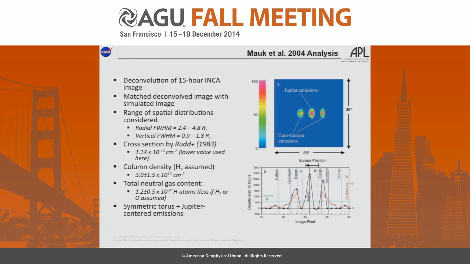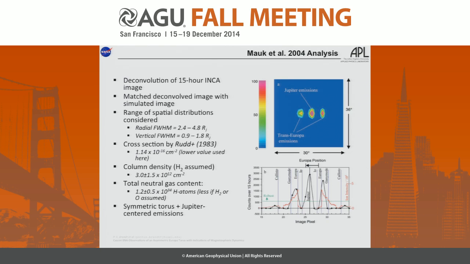A quick review of what Barry did in his 2004 JGR paper and the work before that as well. Basically, he used a 15-hour INCA integration time. And from that, they deconvolved the image from the point spread function. And then they compared the deconvolved image shown here with a simulated image built up from a forward model. They obtained a range of spatial distributions. The radial full width at half maximum is from 2 to about 5 RJ, and the vertical is about 1 to 2 RJ or something like that.